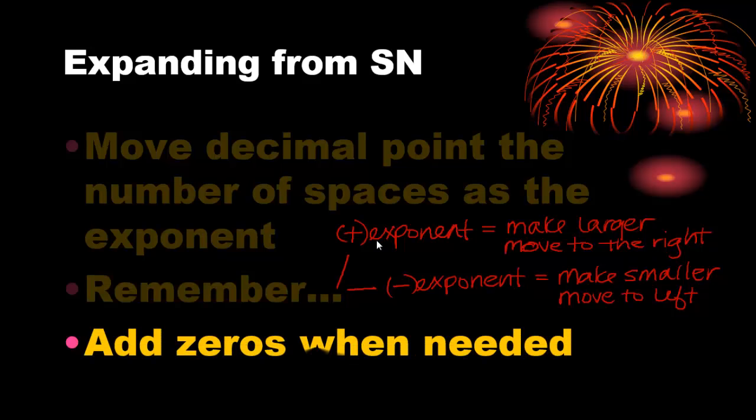And then you may find you need to add zeros in once you start moving, because you're going to run out of space in your number. So wherever we need extra space, we're going to add in zeros. That's the nice thing about scientific notation. It takes away all those zeros.